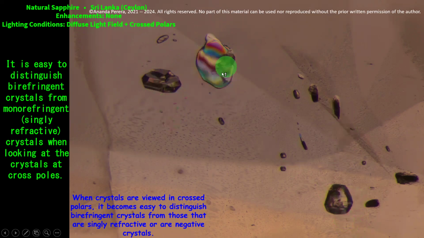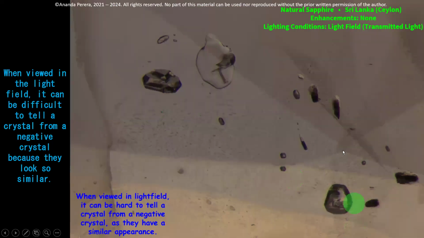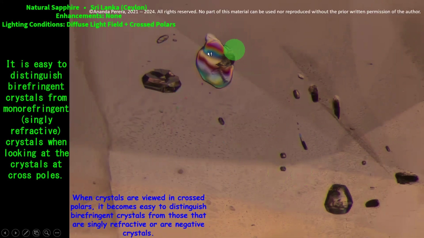This is double refractive. When we watch through the crossed polar lighting field, we can see the single refractive. These are single refractive, and this is double refractive. So look at this. We can't identify very well here under the light field, transmitted light. We can't tell which one is DR, which one is single refractive. But here we can see it properly. So this is one of the kind, another natural sapphire inclusions.